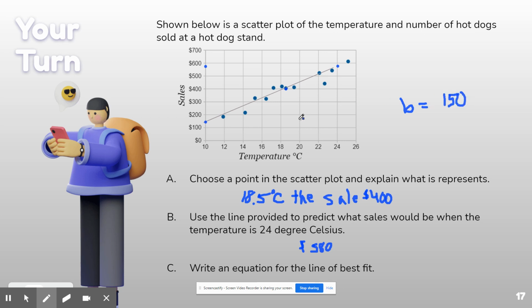The slope, I would look and say, okay, it crosses in the corner here, but nowhere else. So I'd say from here to here. So it looks like for every 8 degrees, because it starts at 10. So this is 8. And then from 150 to 400 is 250. So I would say slope is equal to 250 over 8. I could reduce that. 250 is divisible by 2, so that's 125 over 4.